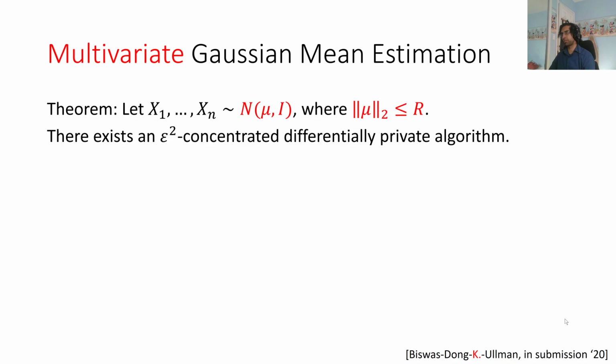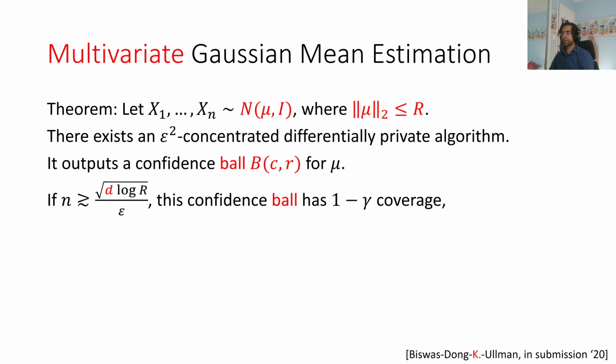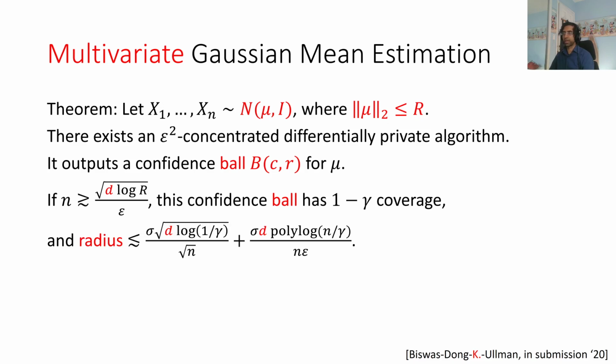Then there's the private algorithm, which produces a confidence ball this time. Now it's no longer an interval because we're in a multivariate setting, but there's a ball. And this confidence ball has 1 minus gamma coverage if you take enough samples, and it has a radius bound similar to before. The main difference here is that now that we're in the multivariate setting, we have to throw in a d, where before it would be 1. So this d really shows how we have to pay based on the dimensionality.